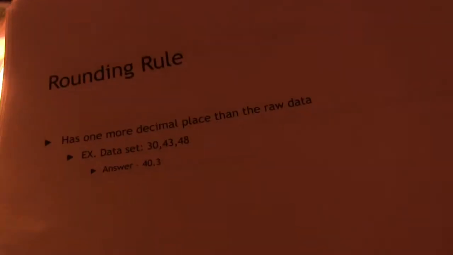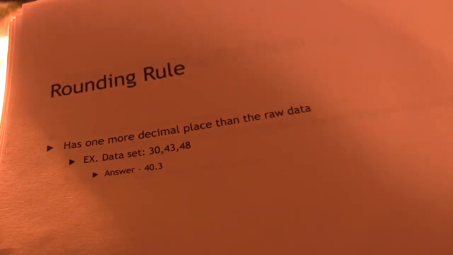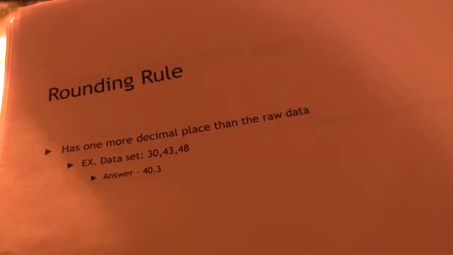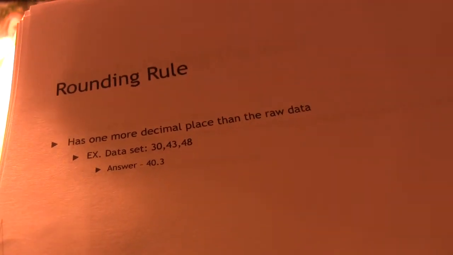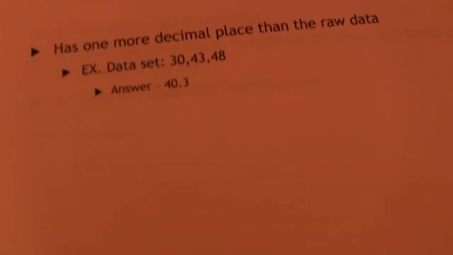There is a rounding rule you have to apply when using the mean. The rounding rule means your answer has one more decimal place than the raw data. For example, you would have a data set 30, 43, 48. You would take the mean of that, and the answer would have one more decimal place than your raw data.